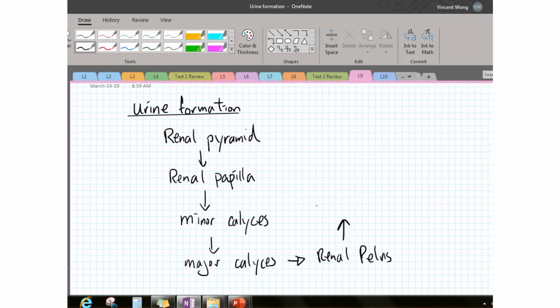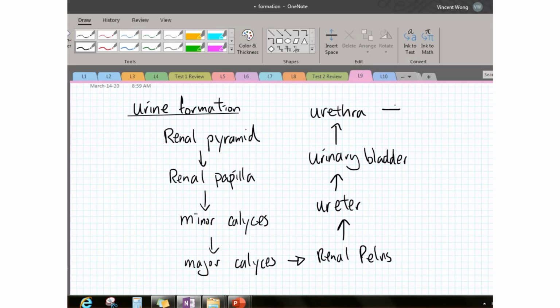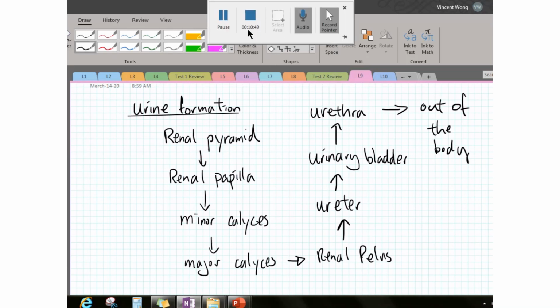From the renal pelvis, it's going to go into the ureter. The ureter goes into the urinary bladder. And from the urinary bladder, it will travel through the urethra out of the body. Okay, and that's the path for now. Of course, as usual, we're going to add more to it later on. Okay, that's it for this part of the video.